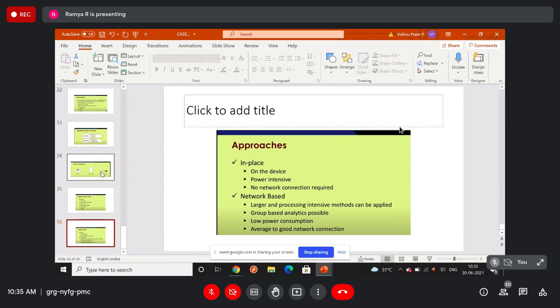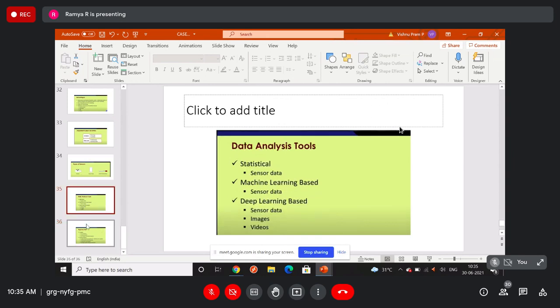So here, if you see network based, larger and processing intensive methods can be applied, group based analytics is possible, low power consumption. So guys, if you are using a fit band, it is low power consuming, right? You can charge it and it lasts more than 15 or 20 days if you are continuously using it. Okay, so this is low power consumption, with average to good network connection.